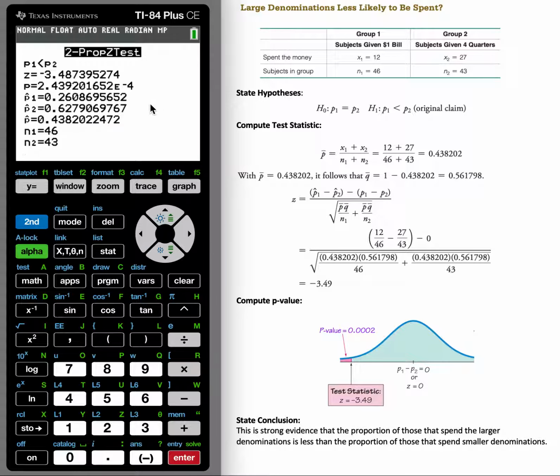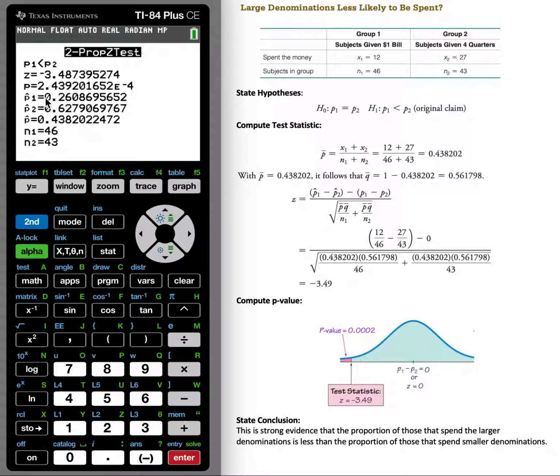And if you'll notice, our alternative hypothesis is restated, P1 less than P2, with a z statistic of negative 3.487, which rounds to negative 3.49. All right, it gives us the proportion in group 1 that spent the money and the proportion in group 2 that spent the money. And then P hat here is like the common proportion across both groups.